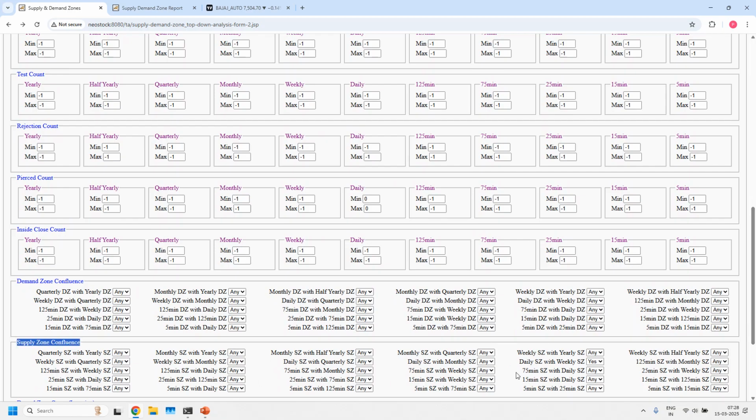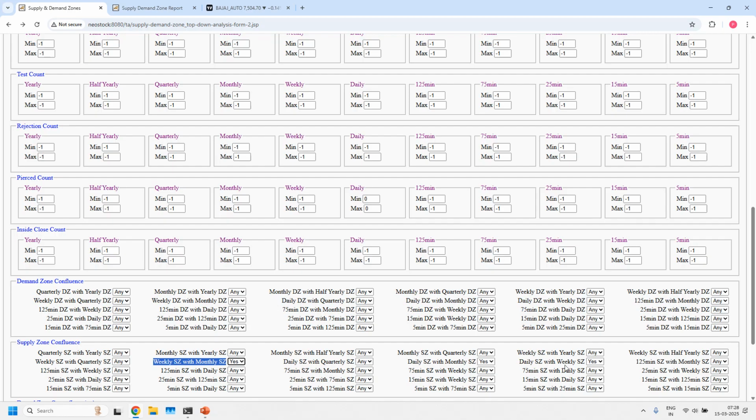Already one filter we added. What is that? Daily supply zone with weekly supply zone. It is already enabled in the previous reports. Remaining 2 filters we have to add. What is that? The daily also should overlap with monthly. So that's why daily supply zone with monthly supply zone confluence. But this is not enough. Even weekly also should overlap with monthly. That's why we are adding one more filter, weekly supply zone with monthly supply zone confluence.